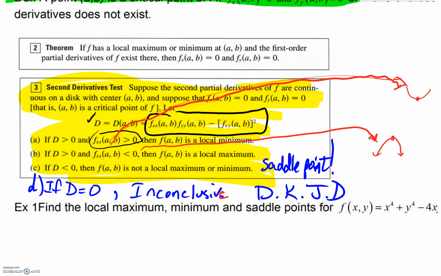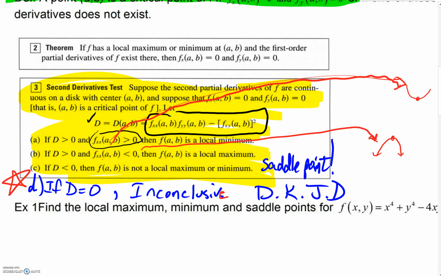Look at case C. If D is negative, you don't even test the f_xx, that second derivative with respect to x. f(a, b) is a saddle point. It's not a local max or a minimum. So that's case C. And then by trichotomy, D could be greater than 0, less than 0, it could equal 0. Let's make sure we've got this part into our notes.